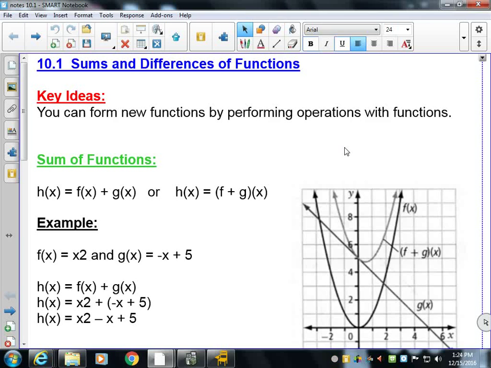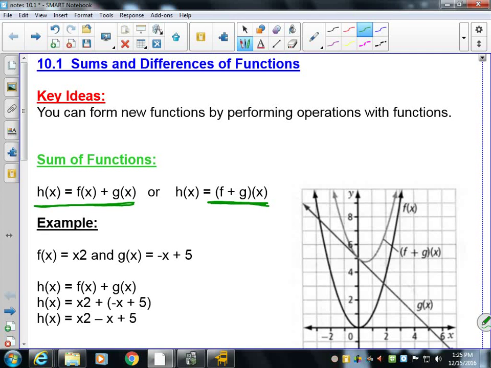Line tests, right? If you can pass a vertical line across and it only touches in one spot every time, that thing is considered a function. We can perform operations between two functions. So we can add two things together, like f of x plus g of x, or they can write it like f plus g of x. This is the same thing, okay? So there are two different notations. We can add functions together and make a new function, h of x, like that, or we can write it like that. That really means add those two functions together.